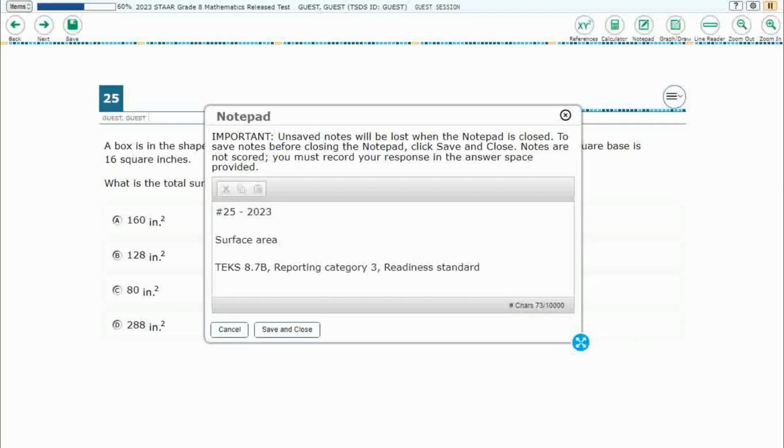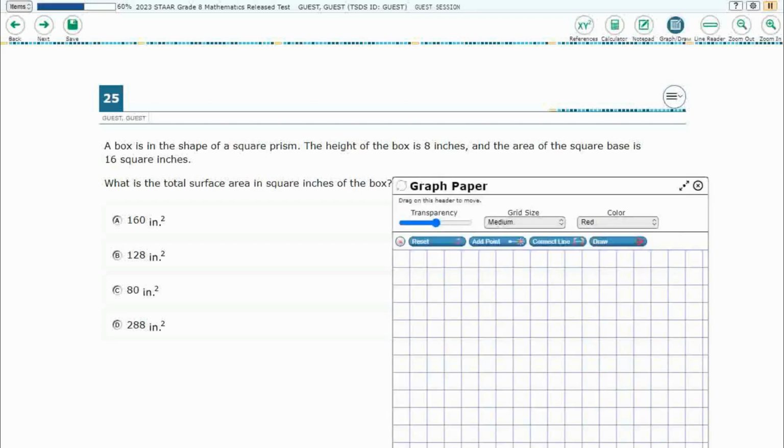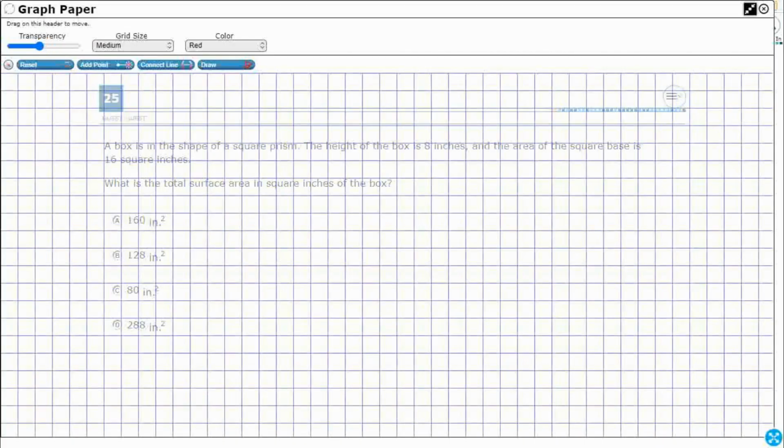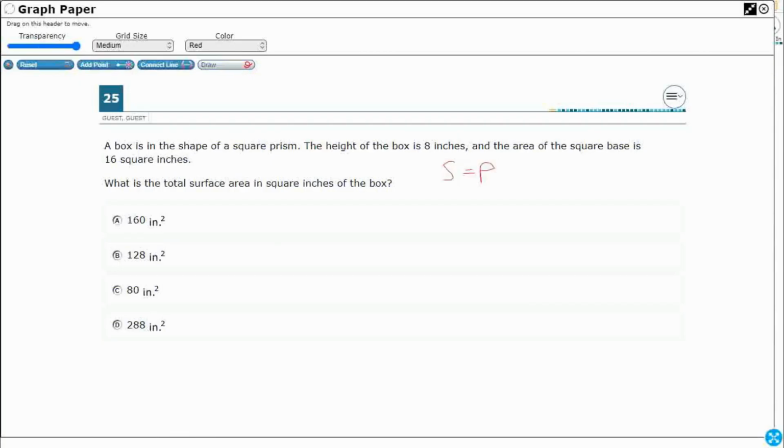Number 25, we are looking at surface area. This is TEKS 8.7b, a readiness standard in reporting category 3. So we have a box that's in the shape of a square prism, and as you can see, we're looking for the total surface area. So let's open up our reference material first to figure out what total surface area looks like for a prism. You see at the very bottom of the screen, S equals pH plus 2B. So let's write that first. S equals pH plus 2B.